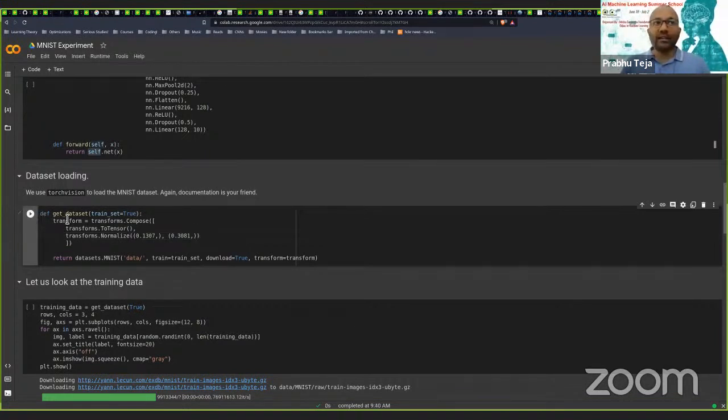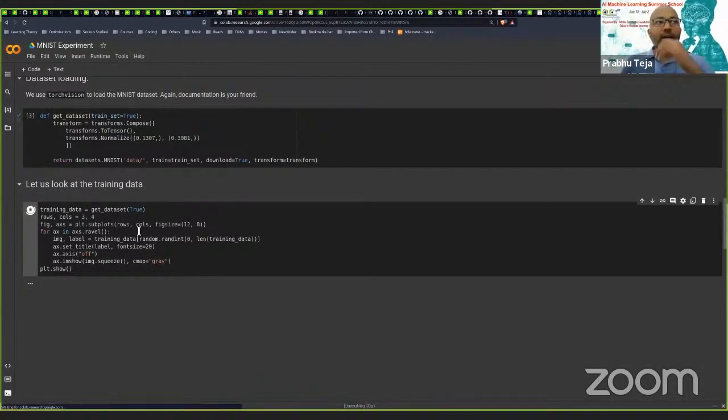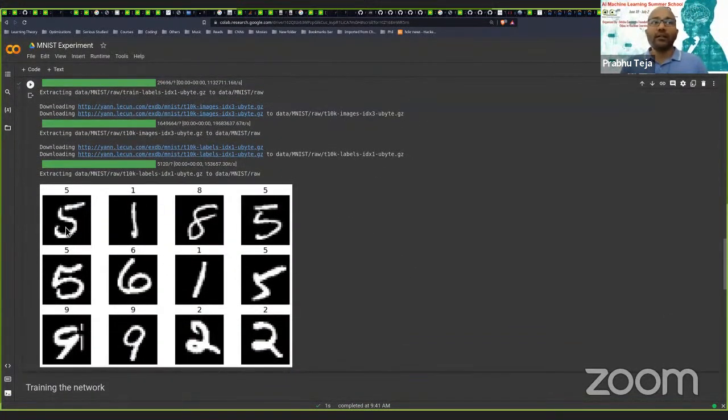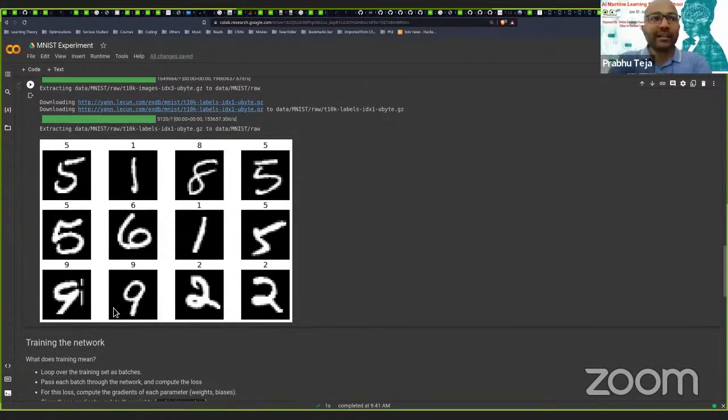So here is a function that gets the dataset, either the train set or the validation set. If you run this, it downloads and shows what the dataset looks like. I'm just picking 12 random input digits. When the class is 8, here is one sample of 8. This is one sample of 5, another sample of 5, 2, 1. So this is basically how the dataset looks. It's literally a black background with white digits, and this is what we are trying to recognize. Is it clear till this part? Because from now on, the training starts.